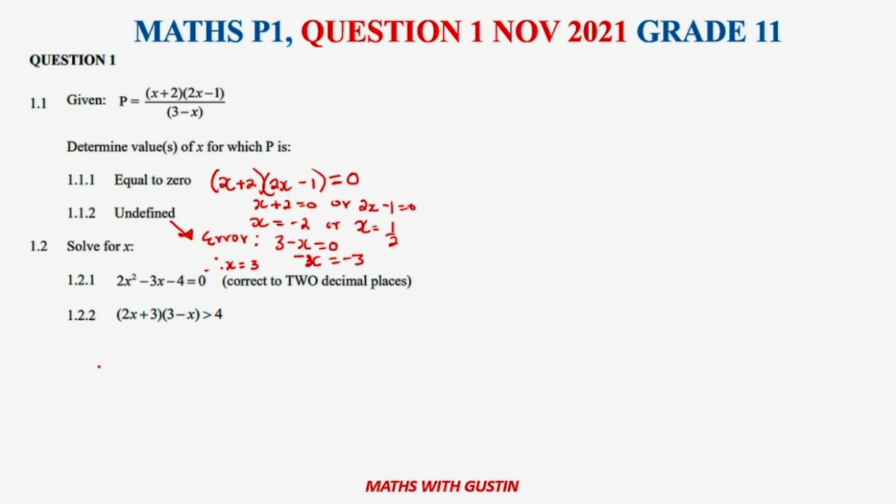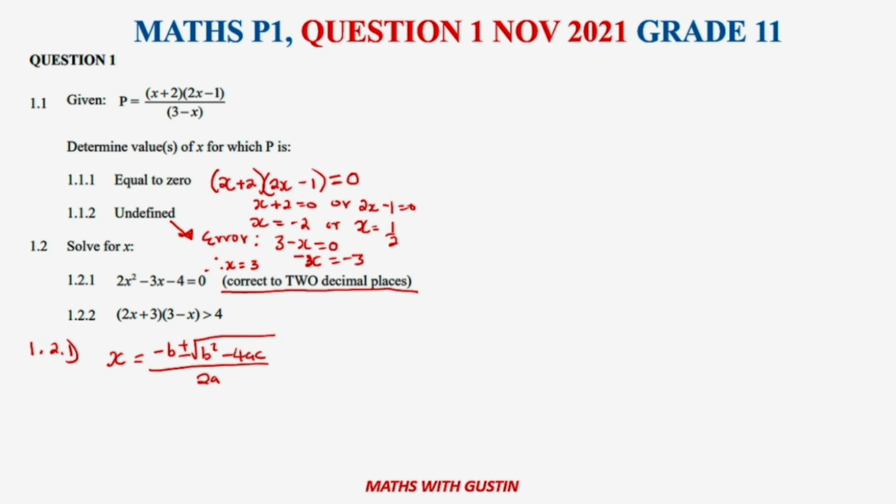All right, let's move into 1.2. It says solve for x. You are given an equation here, guys. I already said if you see them saying correct to 2 decimal places, you must just know that you are going to use the quadratic formula for solving for x, which is given by x is equal to minus b plus or minus the square root of b squared minus 4ac, all over 2a.